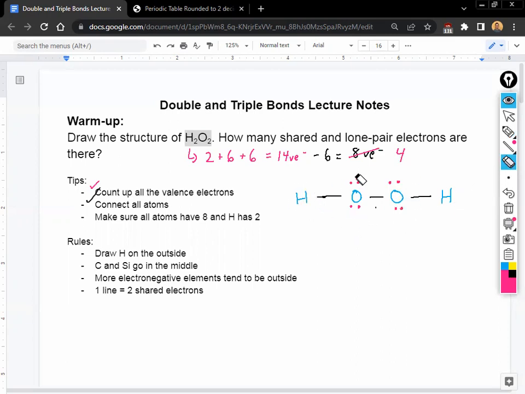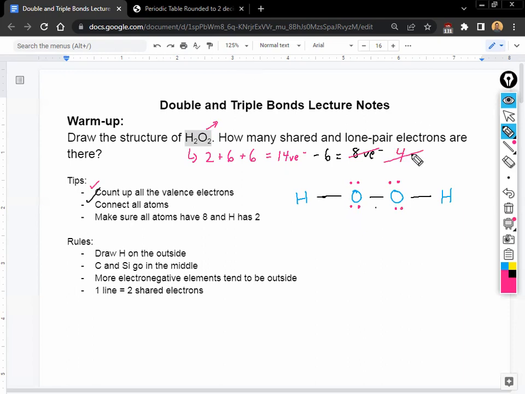So hydrogen, both of them have 2, and both oxygens have 8. And we used up every single one of the electrons. So there you go. That is your structure of H2O2. You guys actually know this chemical. This is hydrogen peroxide, rubbing alcohol. And that's how you would draw that structure. Okay. Any questions about how we drew that?